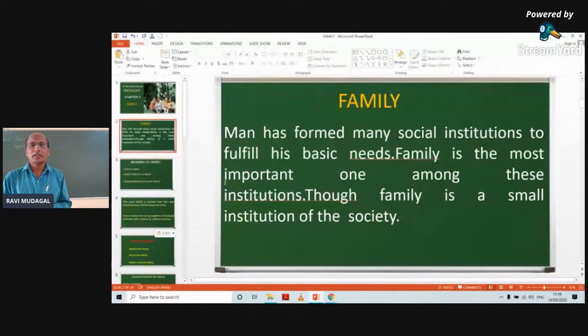See, before that, let's take a look at the role of family in our society. Man has formed many social institutions to fulfill his basic needs. Family is the most important one among these institutions. Family is a small institution of the society. Dear children, hopefully you understand this important topic in a good manner. Right.